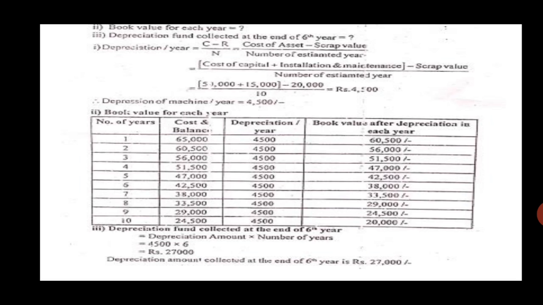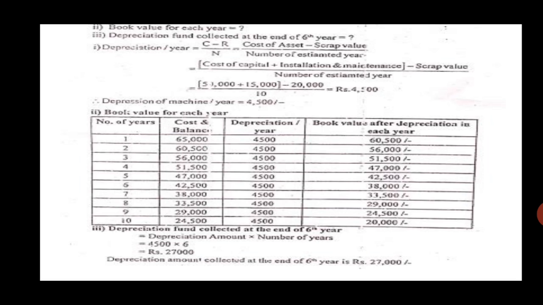Now second year, what happens? The cost of the machine now becomes 60,500 rupees. Again depreciation is 4,500 rupees, because in the straight line method of depreciation, the depreciation per year remains fixed. Now we calculate it as 4,500 rupees. So again 60,500 minus 4,500, you get 56,000 rupees.